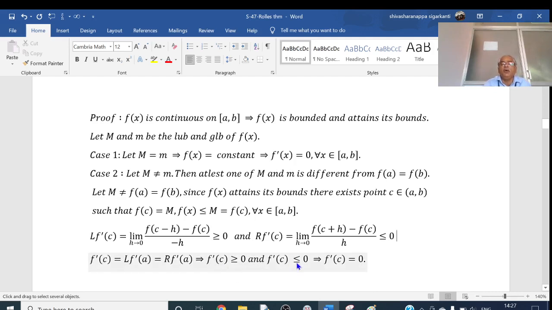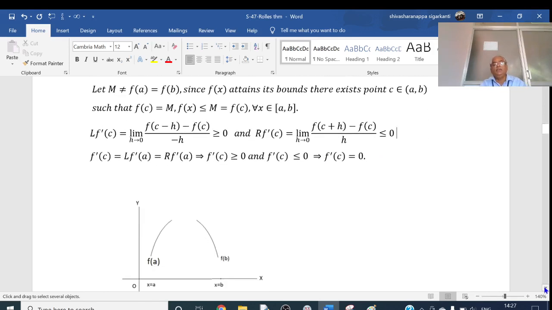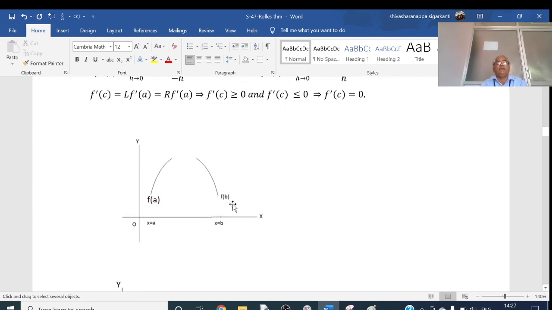These two are possible only when f dash of C is equal to 0. So that is, we have proved that f dash of C is equal to 0. Now, see what happens if those conditions are not satisfied. Geometrically we discuss. See here, this is the figure.